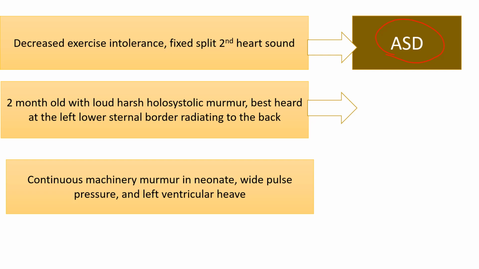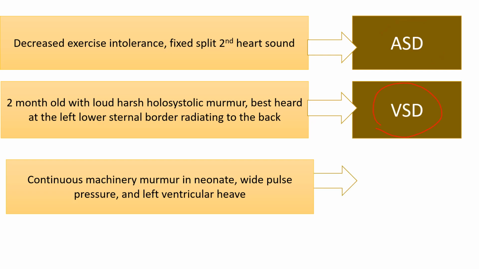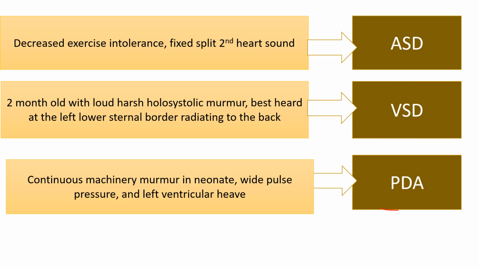2 months old with loud, harsh, hollow systolic murmur, best heard at the left lower sternal border radiating to the back. Ventricular septal defect or VSD. Continuous machinery murmur in neonate, wide pulse pressure, left ventricular heave. PDA or patent ductus arteriosus.